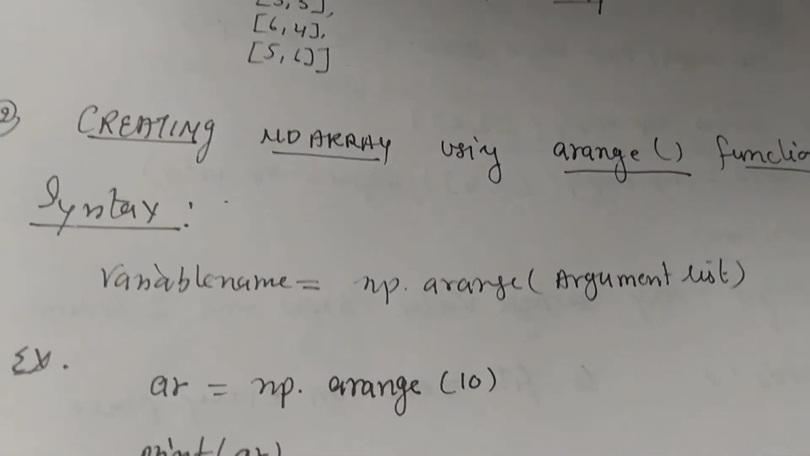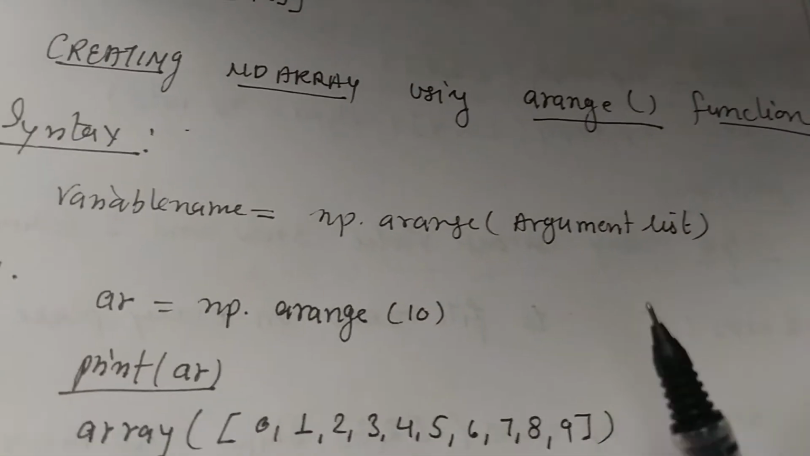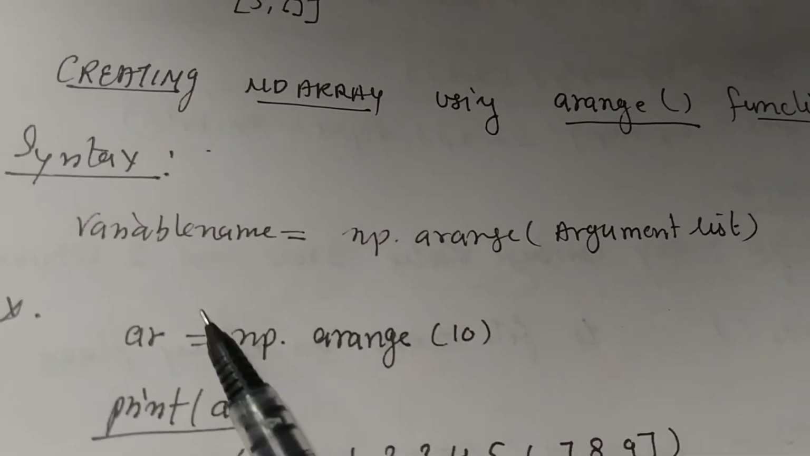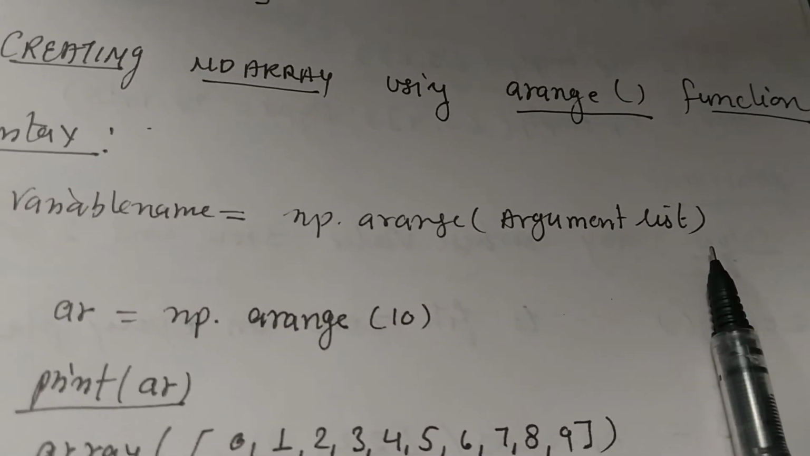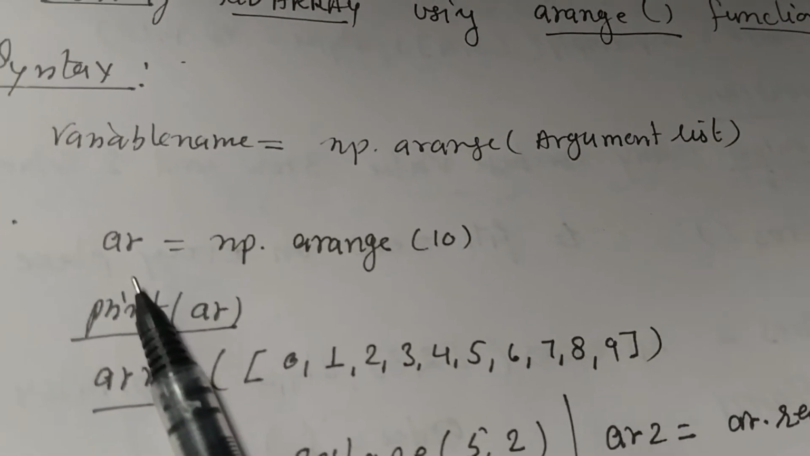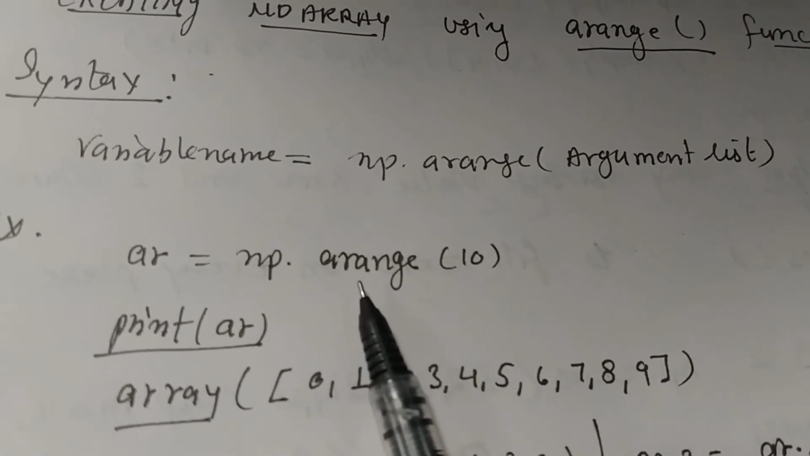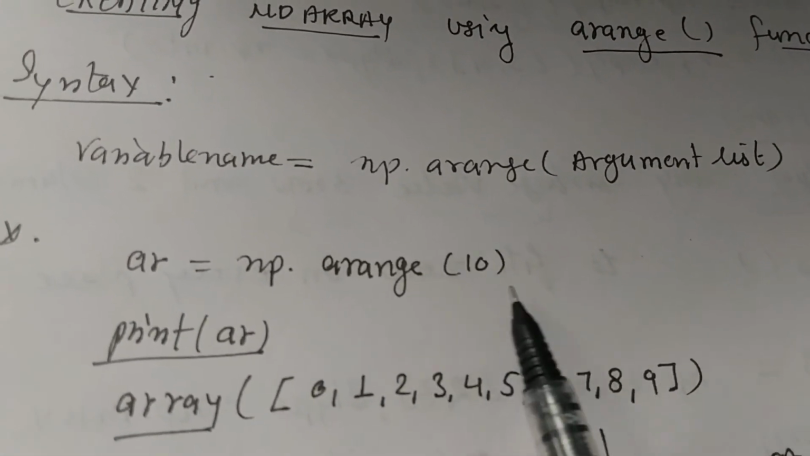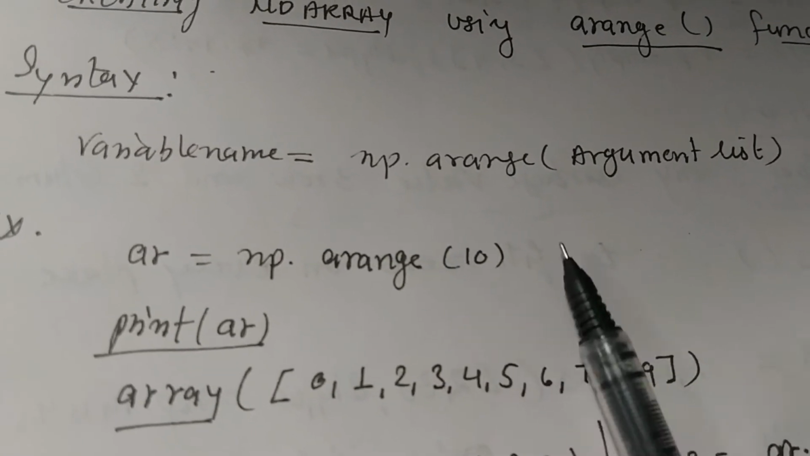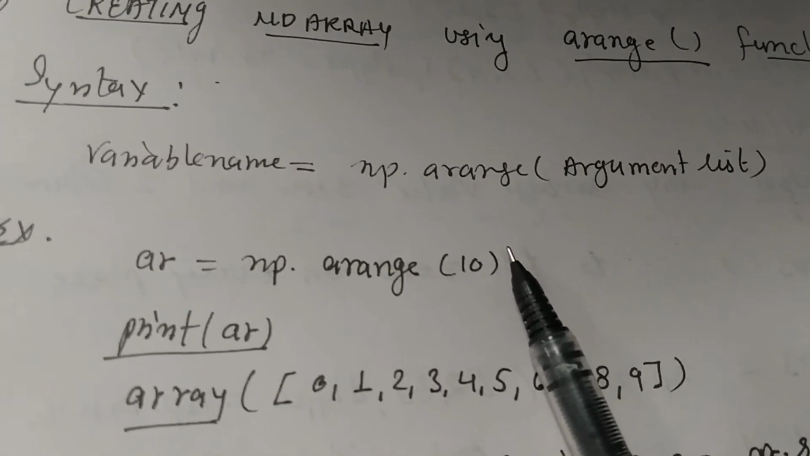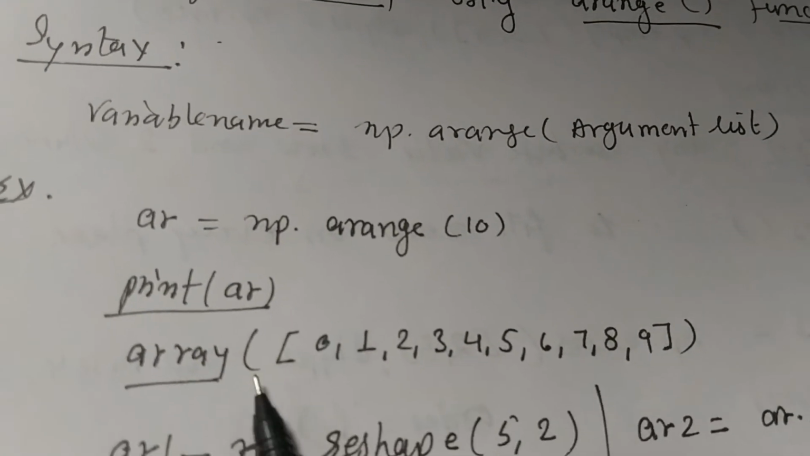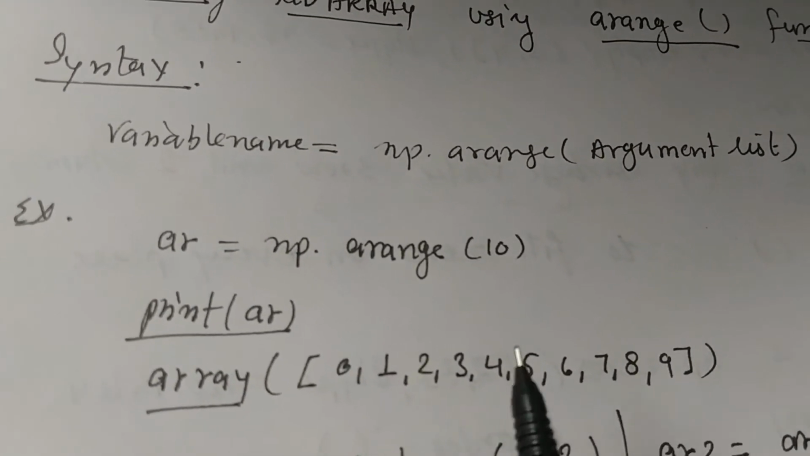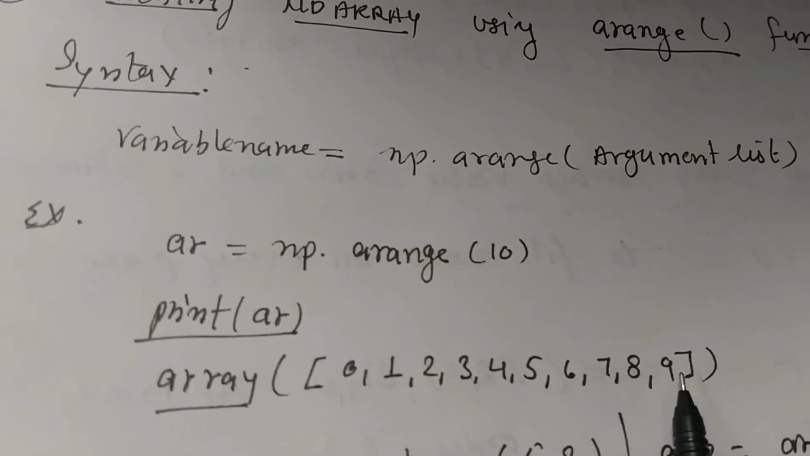Now the next function is the arange function. Which function? The arange function. Its syntax is np dot arange argument list. Like AR equals np dot arange, and in arange we want to create 10 elements. How many elements? 10 elements we want to create. We are going to print them here. Print AR. So the output is 0, 1, 2, 3, 4, 5, 6, 7, 8, 9.